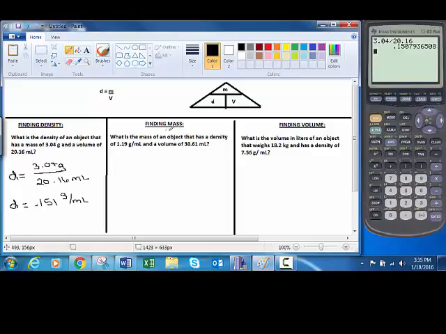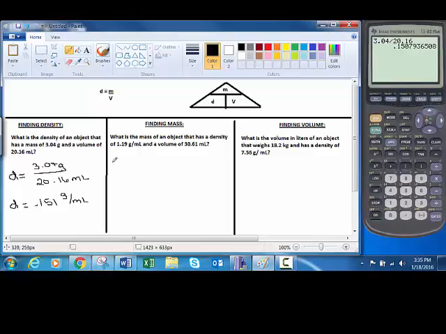The next question asks us to find mass, and it says, what is the mass of an object that has a density of 1.19 grams per milliliter and a volume of 30.61 milliliters? If we use our triangle to cover up mass, we see that the mathematical operation that we are to use is density times volume.